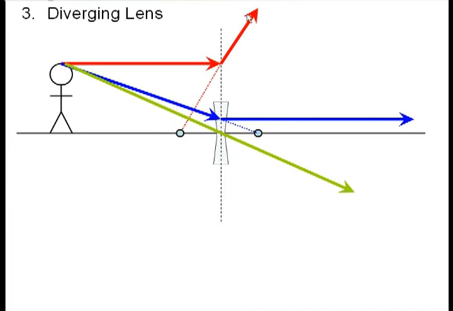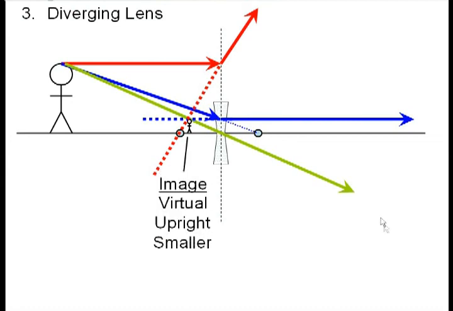To find the virtual image, we're following these three light rays backwards behind the lens with a dotted line, and we can see the extensions converge right here. So this will be our image, smaller. Just like the diverging mirror, the diverging lens always has an image that is smaller, virtual, and upright.